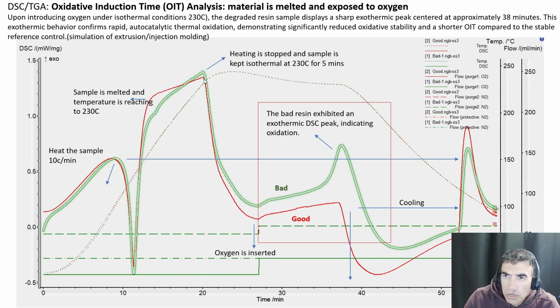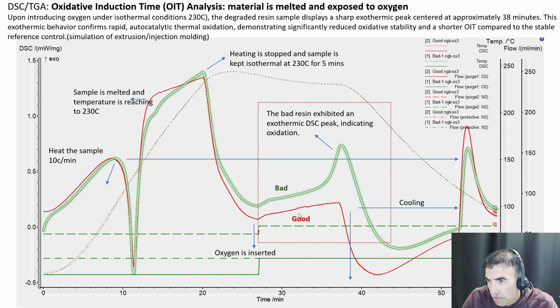We keep the material for 5 minutes at that temperature, and then at 27 minutes we insert oxygen. When oxygen is inserted, the material is exposed, and oxygen starts attacking it, and oxidation would happen. Here, the role of the thermal stabilizer becomes very important. When free radicals form as a result of oxygen attack, the thermal stabilizer reacts with the free radicals and basically binds them, so they prevent thermal oxidation from happening.